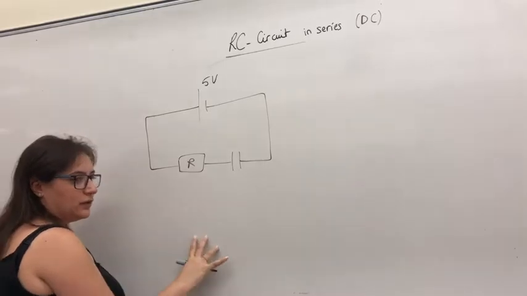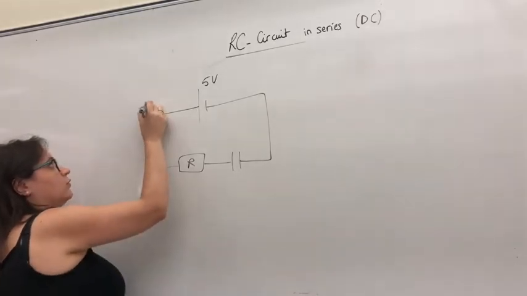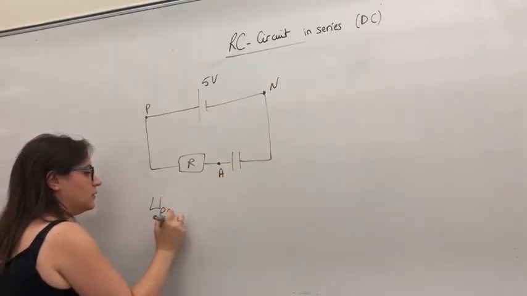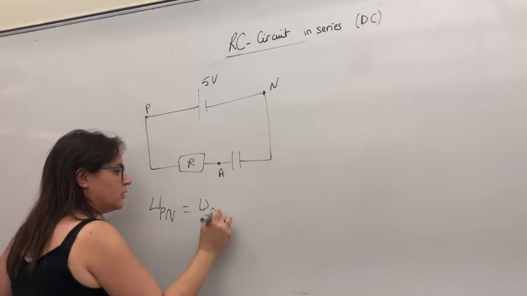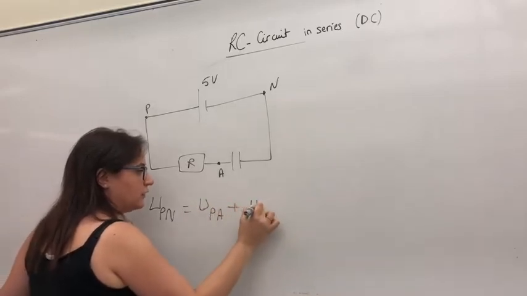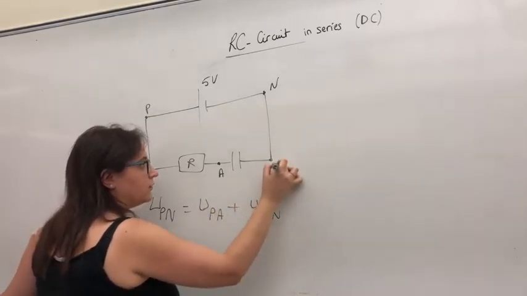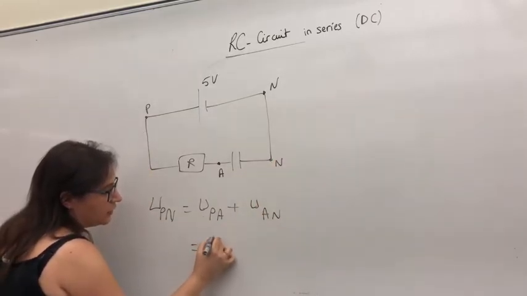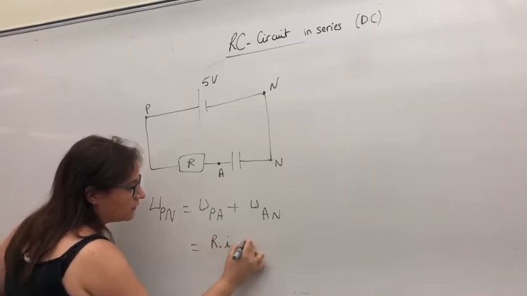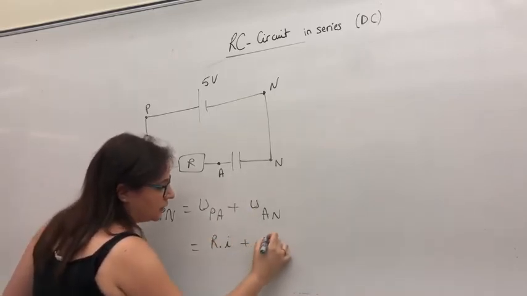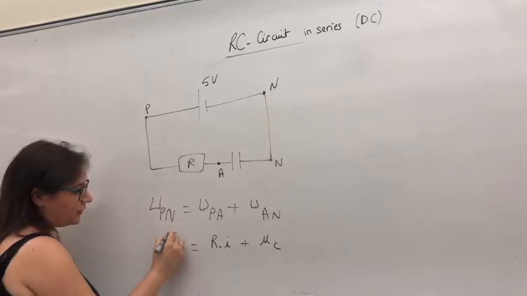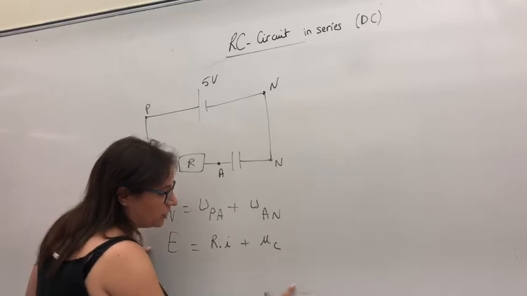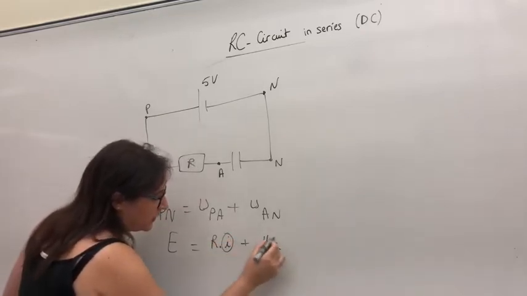To write down the differential equation, you use UPN equals UPA plus UAN, that is, U of the resistor plus U of the capacitor. U of the resistor is R times I, plus U of the capacitor, which I will write UC. UPN I will call E, which is the maximum voltage. This differential equation has two variables, the I and UC.